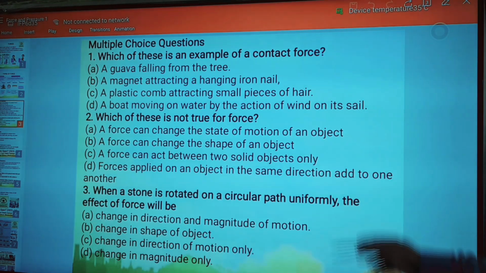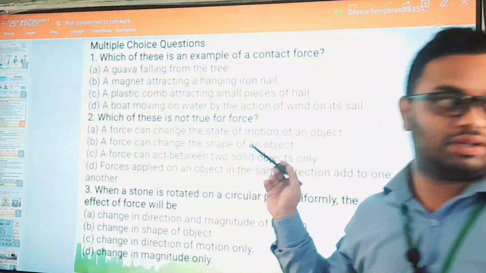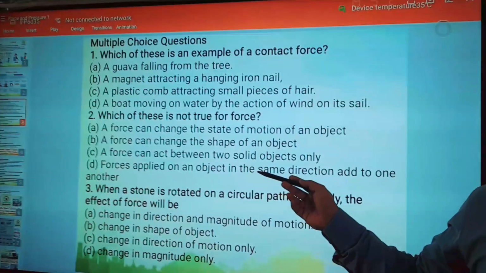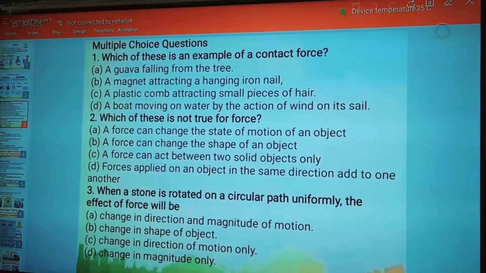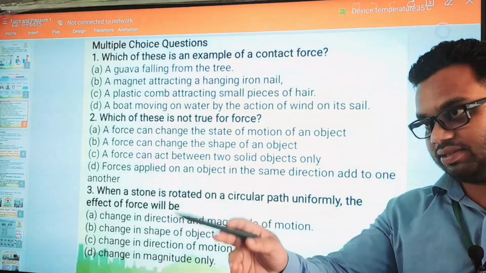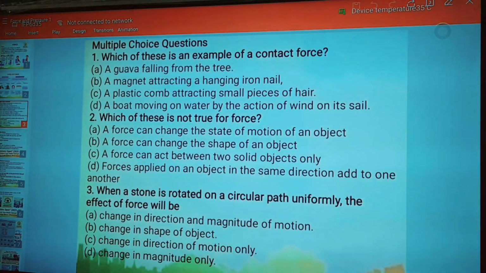Next, which of these is not true for force? Who can answer this question? Who can answer the question? Oh, can you answer? Come here. Silence. No noise. Keep silence.